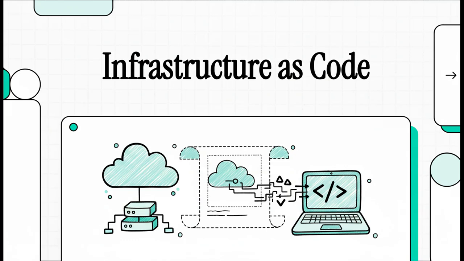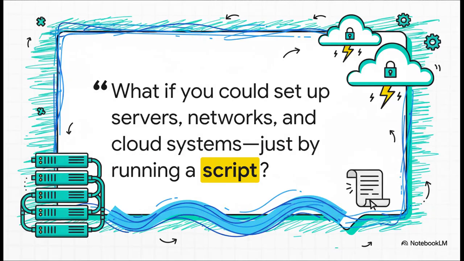Imagine this. What if you could build an entire digital world, servers, networks, the whole shebang, with just a few lines of text? Well, that is the incredible power of infrastructure as code, and over the next few minutes, we're going to break down exactly how it all works. That's a huge question, right? And the answer is really the core promise of what we call infrastructure as code, or IaC for short.